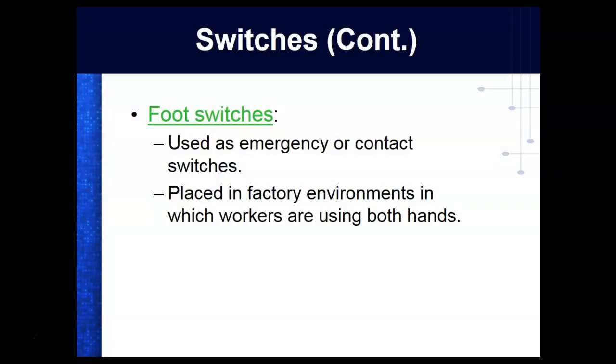A foot switch is an emergency or contact switch used in factory environments in which workers use both hands. I've seen these used a lot on presses. Sewing machines use a lot of these. People do a lot of sewing where they have to handle the fabric with their hands and usually turn the sewing machine off and on with a foot switch. I've seen them used a lot in presses where the guys have to put the piece of metal in there, get their hands out, and press the pedal.